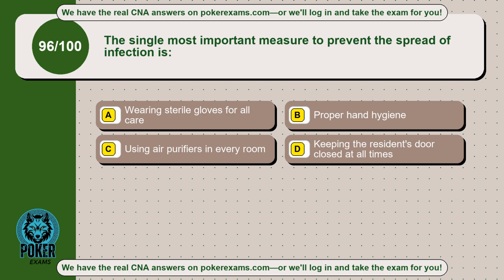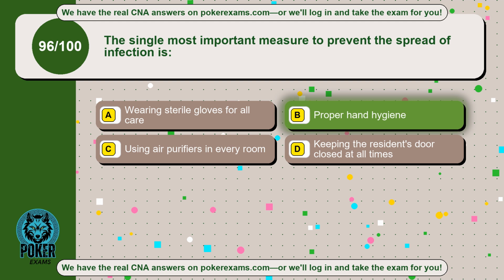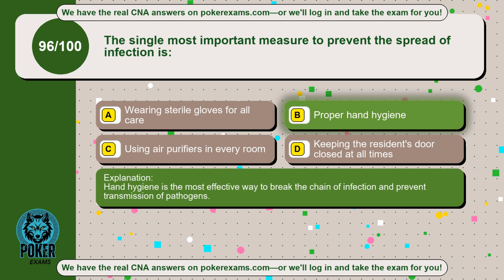Question 96. The single most important measure to prevent the spread of infection is: Option A, wearing sterile gloves for all care. Option B, proper hand hygiene. Option C, using air purifiers in every room. Option D, keeping the resident's door closed at all times. The correct answer is option B. Proper hand hygiene. Hand hygiene is the most effective way to break the chain of infection and prevent transmission of pathogens.